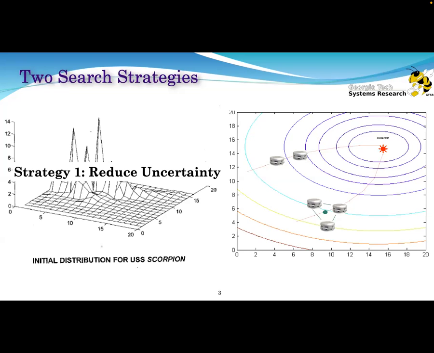Try your best to pinpoint the location where most likely you can find the target. The second strategy is to follow the gradient of a certain kind of signal so that you can find the target. Surprisingly, or maybe not so surprisingly, all the search strategies we know so far are one of these strategies or a combination of both.